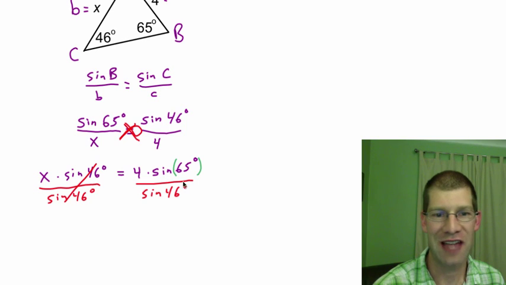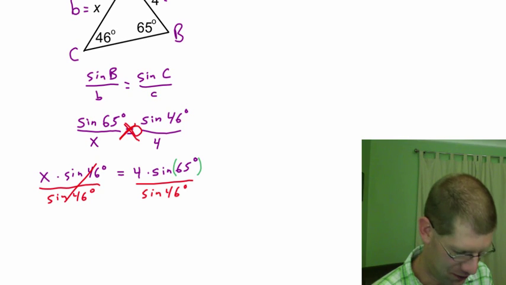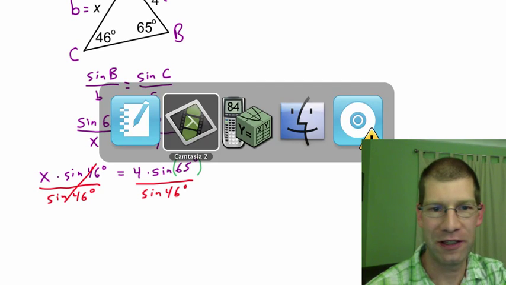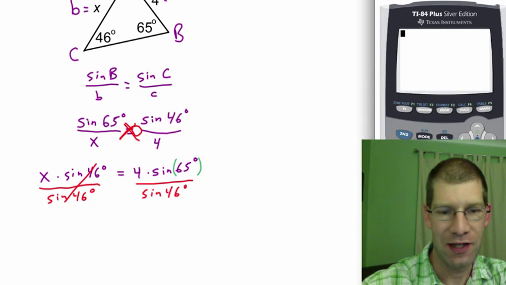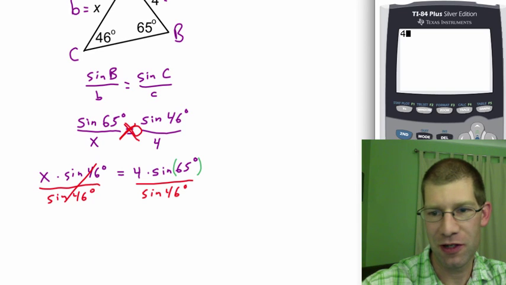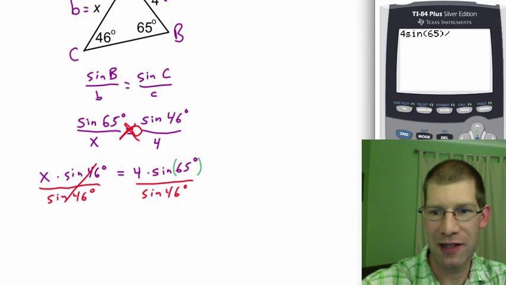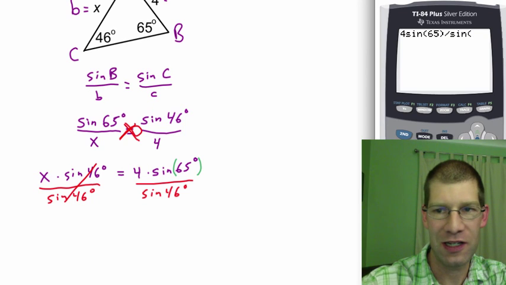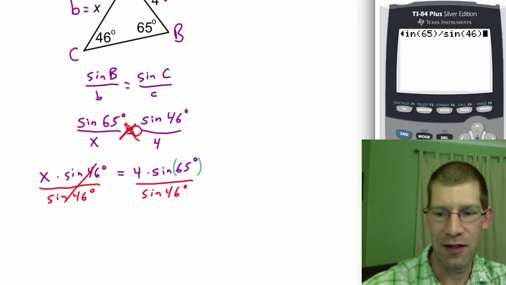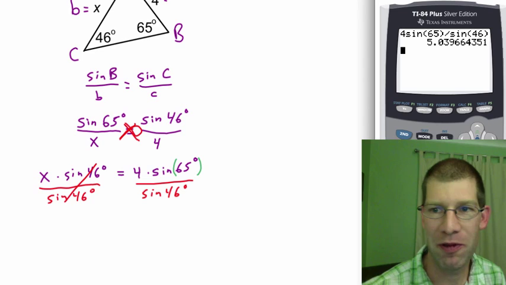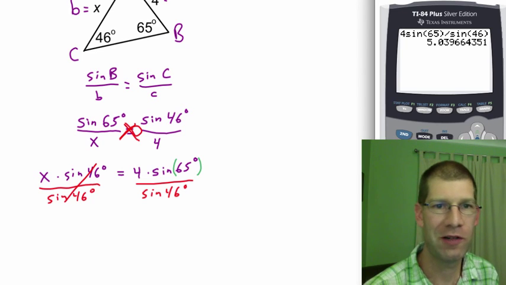So essentially you're doing sine of the denominator as well. If I flip over to my graphing calculator, I can say I have 4 times, and you could do the multiplication if you want to, or just skip it, 4 sine of 65. I end my parentheses, divided by sine of 46.